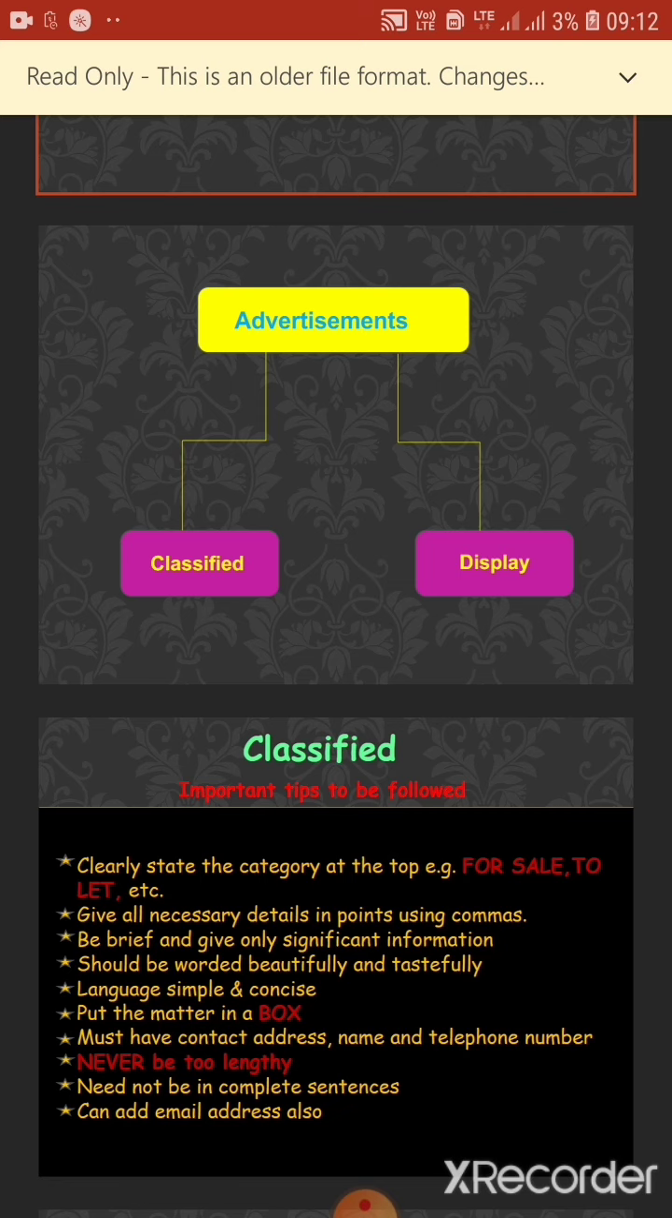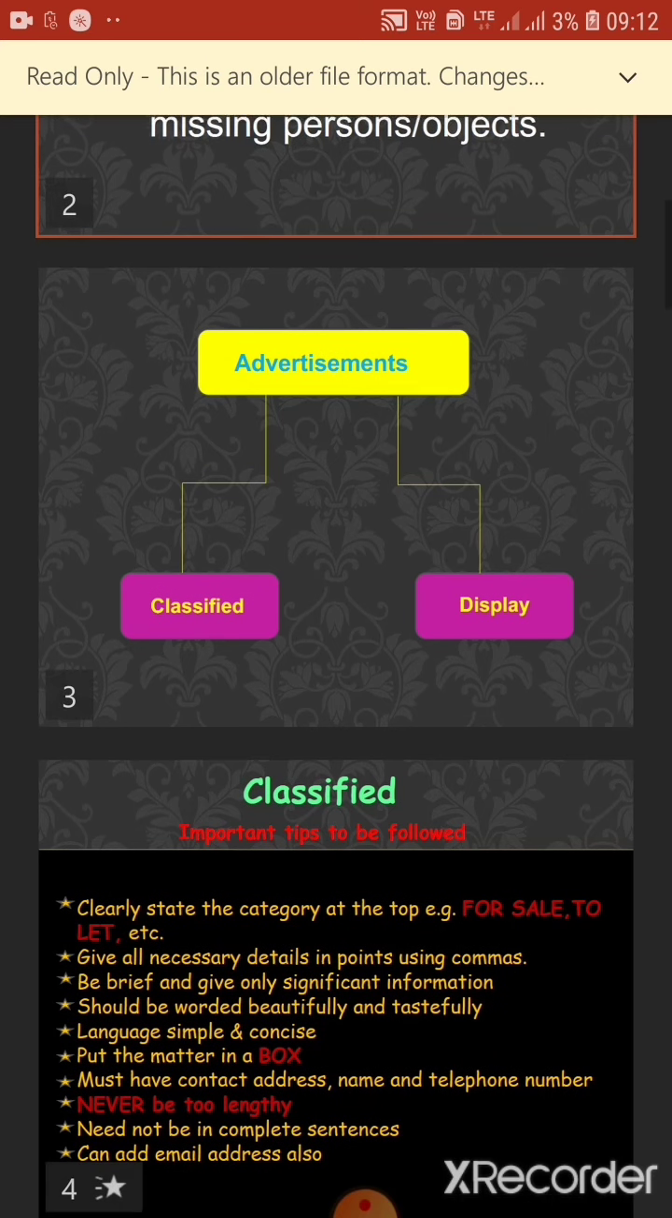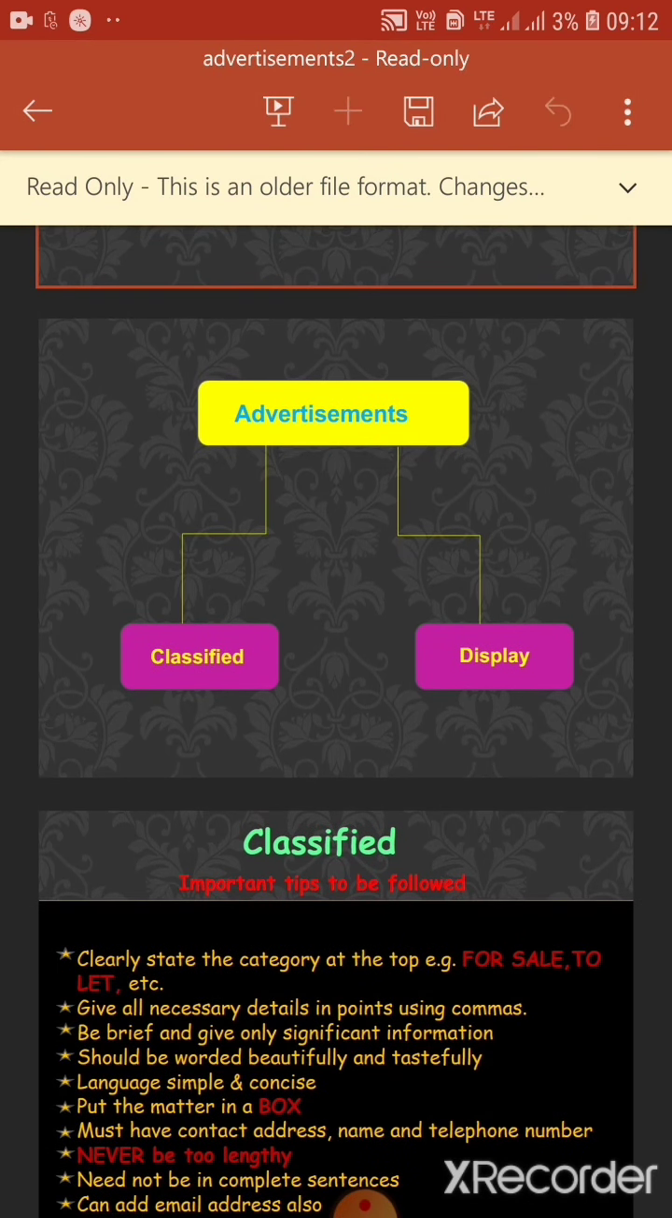After discussing the purpose and the definition of advertisement, we must know the kinds of advertisements. There are two kinds of advertisement: classified and display. Display advertisements are also known as commercial advertisements. But today we are going to discuss only the classified advertisement. Display or commercial advertisement we shall discuss in some other class.